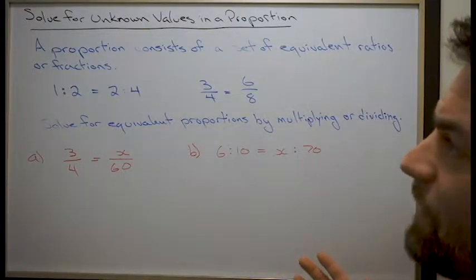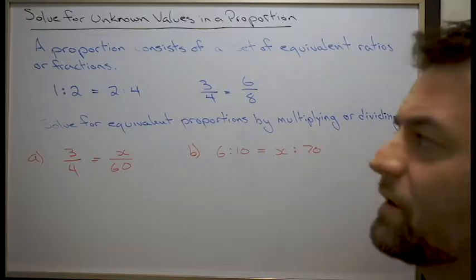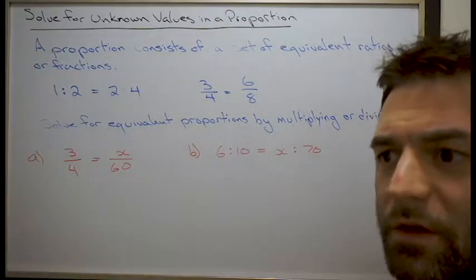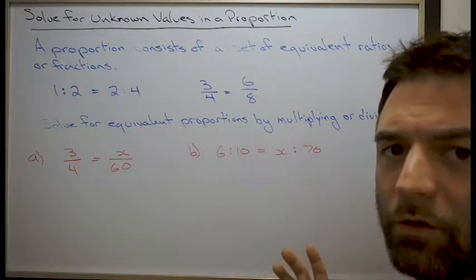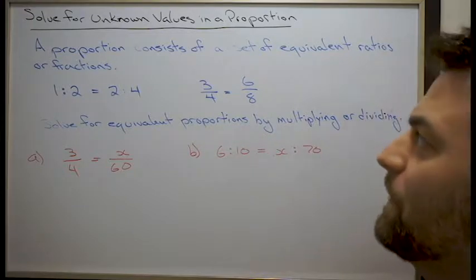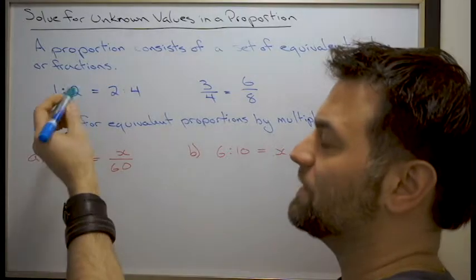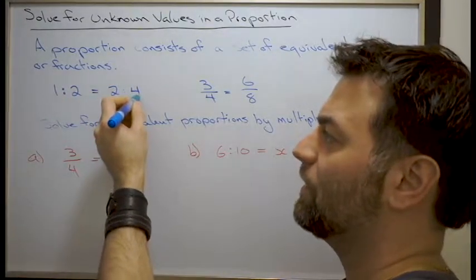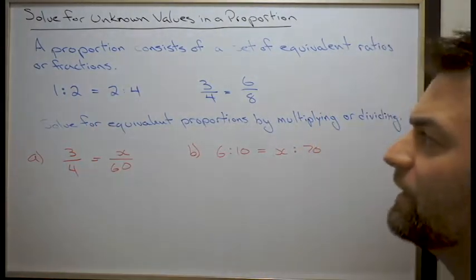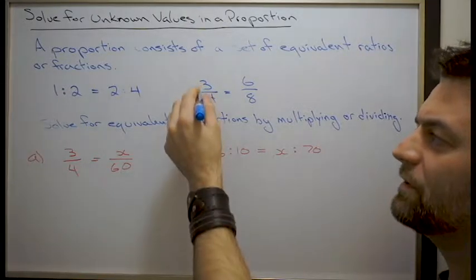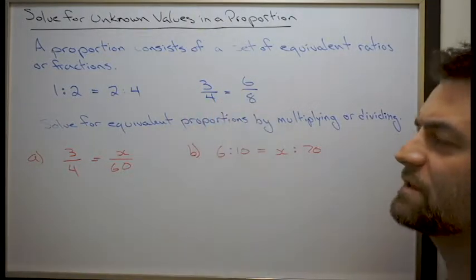Looking at the idea of a proportion, what we're talking about is a comparison between two equal ratios or fractions. We often say they're equivalent proportions. So 1 to 2 is equivalent to 2 to 4, and 3/4 is equivalent to 6/8.